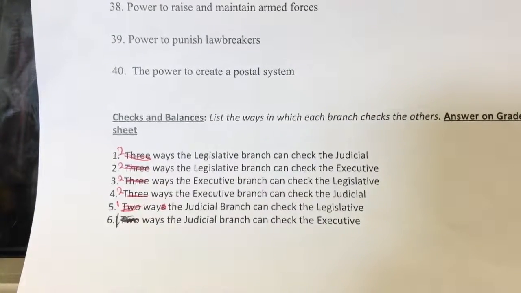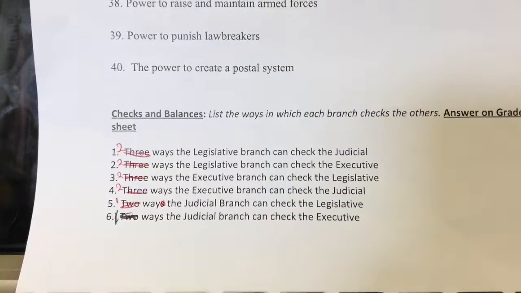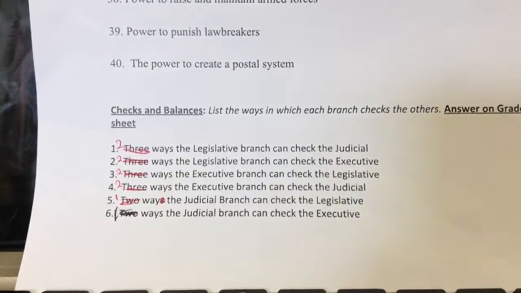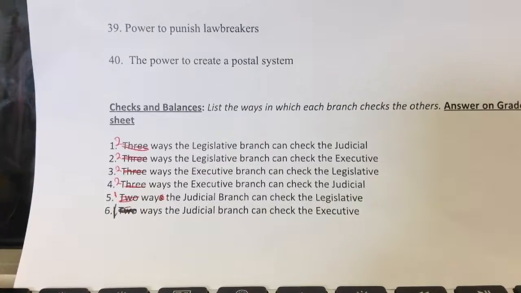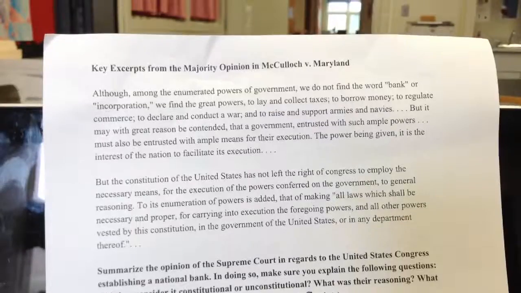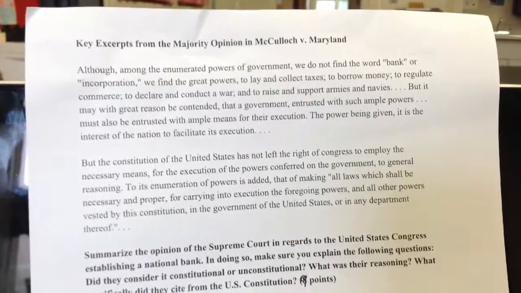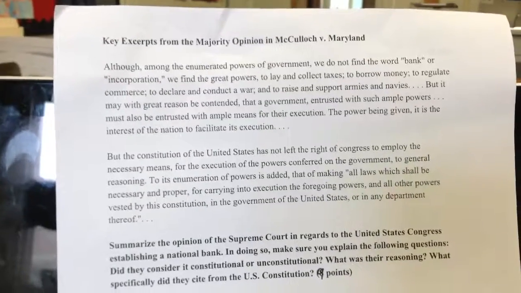Number 3, two ways the executive branch can check the legislative. Number 4, two ways the executive branch can check the judicial. Number 5, one way the judicial branch can check the legislative. And number 6, one way the judicial branch can check the executive. The next section is about the case of McCulloch versus Maryland. The question is worth 9 points, and I'll read the excerpt from it and then ask the question.